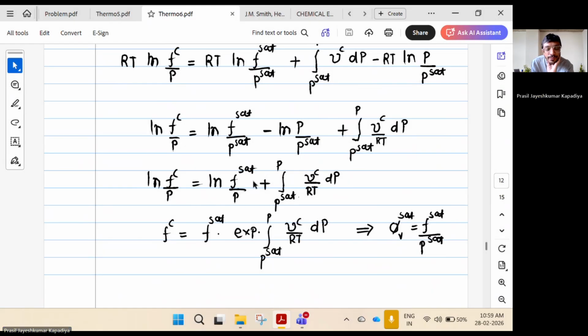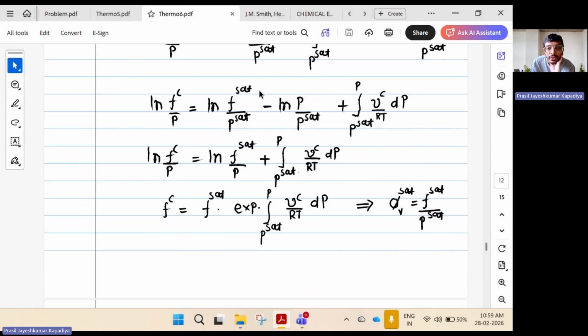So now, till here we had a look. Now this P_set will cancel out, right? So we'll be left with this particular term. I can write this equation as f_c is equal to f_set into exponent of integral from P_set to P of V_c divided by RT into dP.